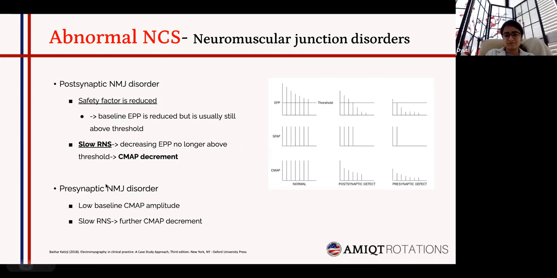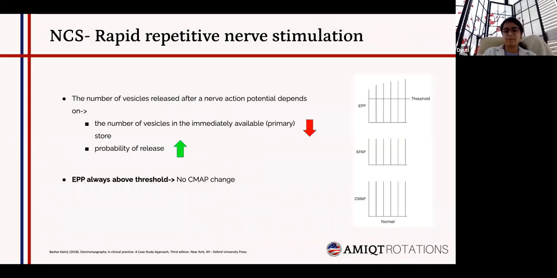In a pre-synaptic neuromuscular junction disorder, we'll also see this decrement, but in that condition, the CMAP amplitude at baseline is also decreased because not enough calcium is present in the nerve terminal to release all the vesicles.